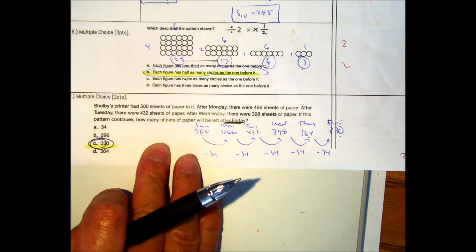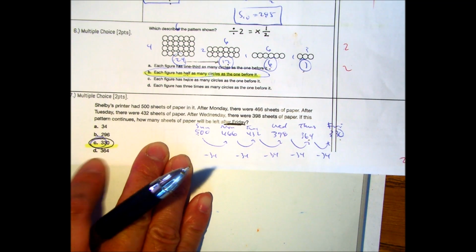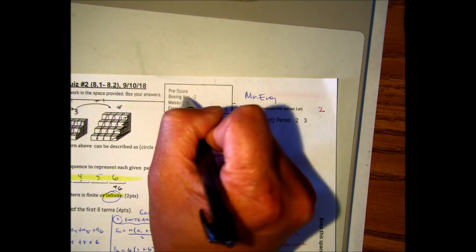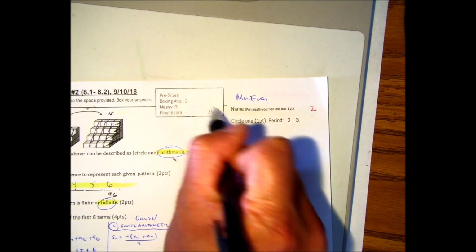And if you count up all the points on that page, my TAs counted them up. You got 21 points on that page. And then the front side was 23 points. So they put your pre-score up here. Hopefully you don't have any boxed answers, like you didn't forget to, or it was messy. And then your final answer is circled there. Hope the quiz corrections were helpful for you.